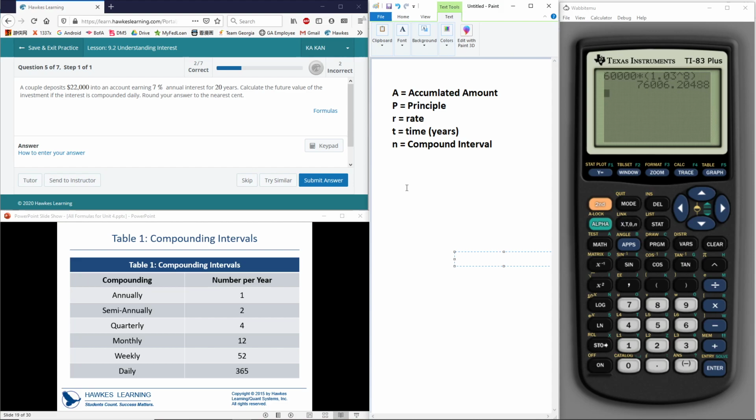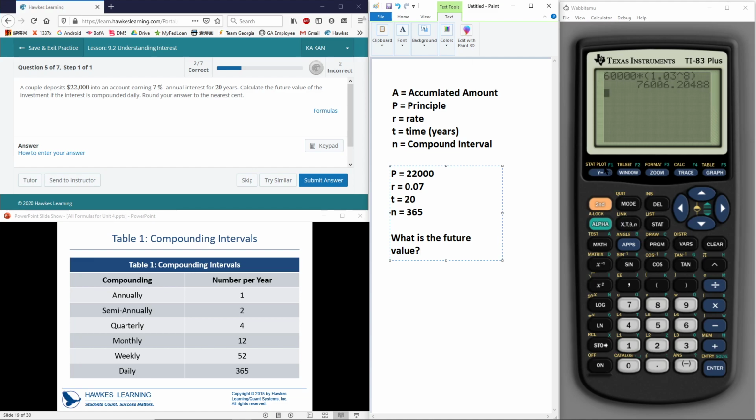So now let's do this first problem. It says the principal is 22,000. I always write it down before I do the problem. Then the interest rate is 0.07, 7%. The T is 20 because we're doing it for 20 years. And then it says compound daily. So that means N equals 365.